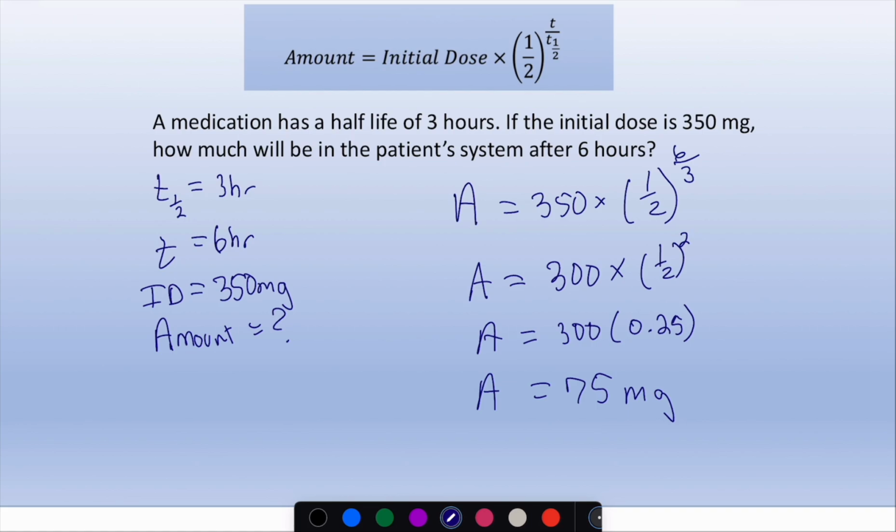So that's a little bit about some medication dosing. As long as you know the half-life of it, you can use that formula.